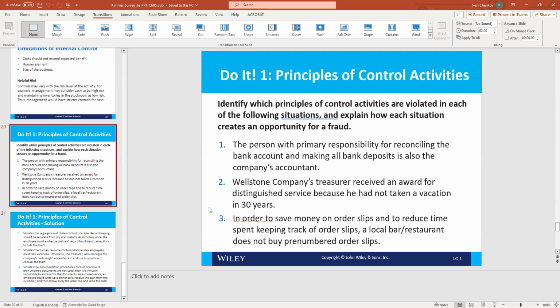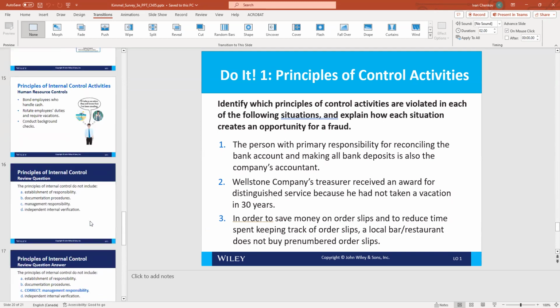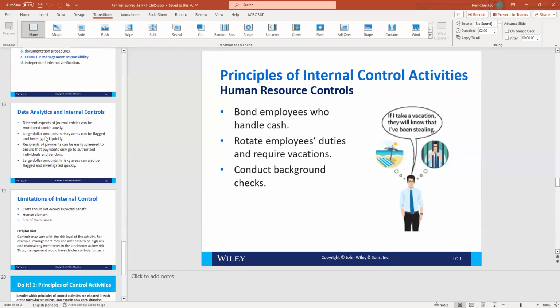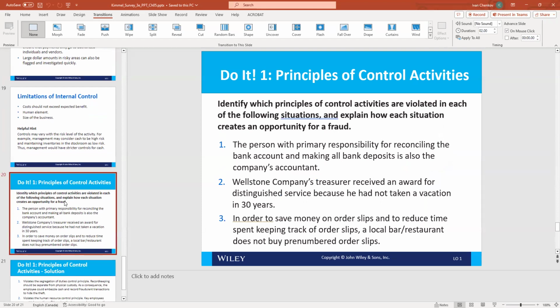Human resource. That will be the human resource control, right? Because the person didn't take vacation for a long period of time. And do you see the irony of the situation? We even award him for not taking vacation.